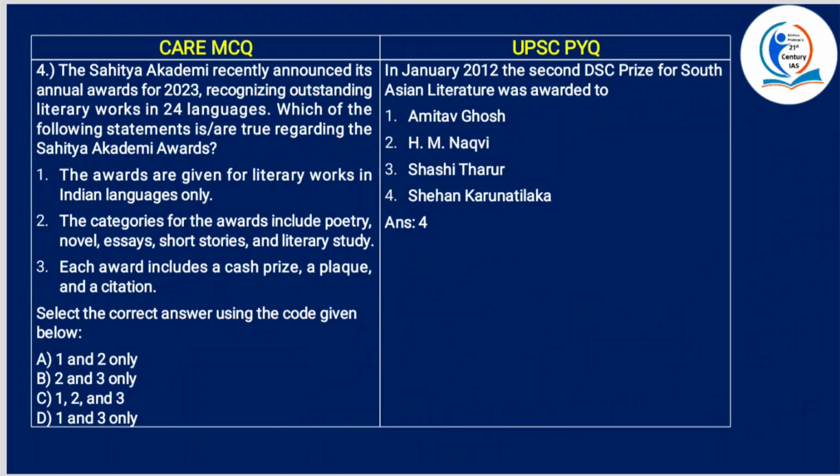The Sahitya Academy recently announced its annual awards for 2023, recognizing outstanding literary works in 24 languages. Which of the following statements are true regarding Sahitya Academy Awards? The awards are given for literary works in Indian languages only? No, because 22 languages in the Indian Constitution plus Rajasthani plus English. Okay, and we've also seen the example for English language, R.K. Narayan. Okay, so this is wrong. So 1 is gone, that means A is gone, C is gone, D is also gone. You're only left out with 2 and 3. That means even without reading these 2, you were able to arrive at the answer.